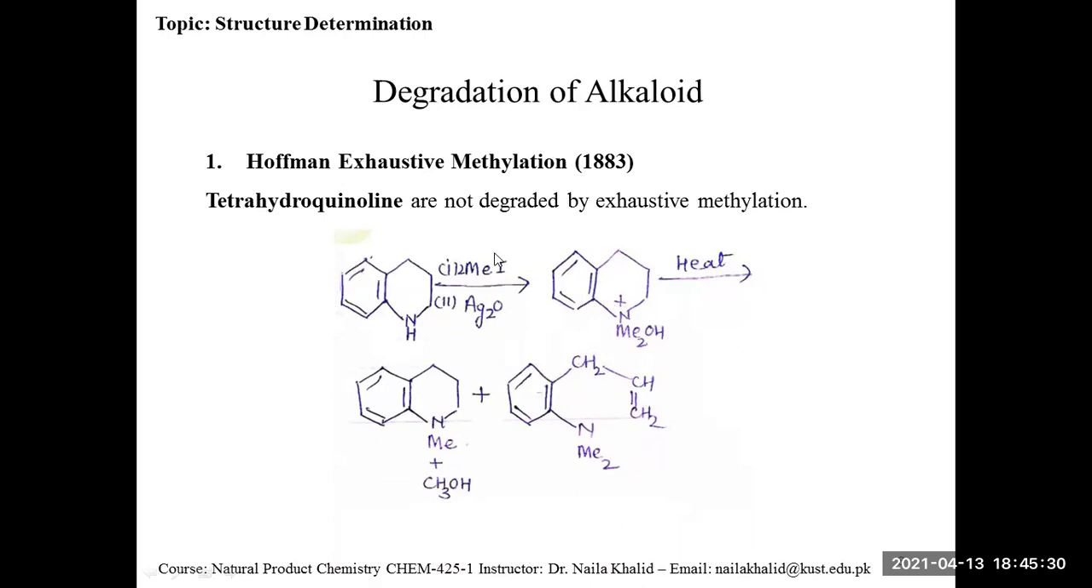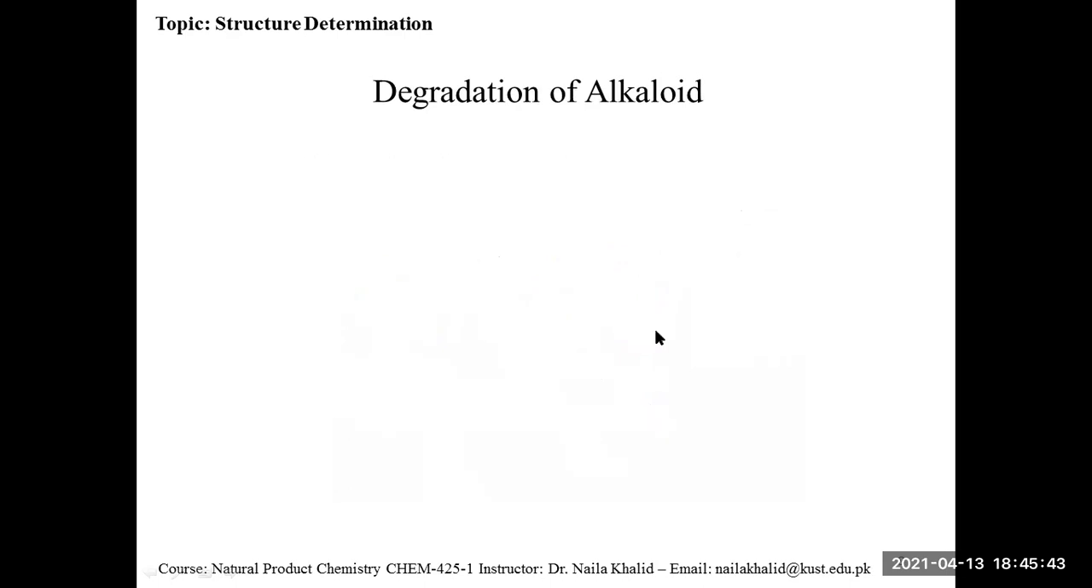So it means that the exhaustive methylation method is not useful for those alkaloids in which there is no beta hydrogen. If there is beta hydrogen, then it will go for the decomposition.